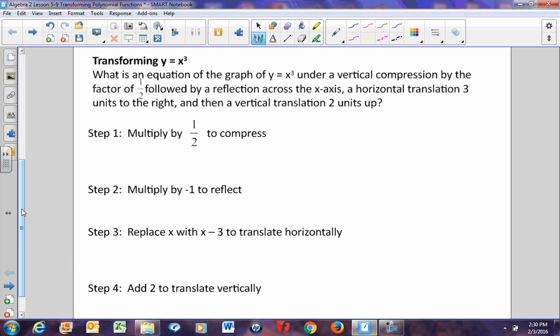We're going to stick with just the basics of the basics for this lesson, because I don't really want you to get too confused. So, if we're going to transform y equals x to the third, in order to compress it by a factor of 1/2, we're going to multiply by 1/2. So we're going to get y equals 1/2 x to the third. Step 2, to reflect it across the x-axis, we're going to multiply it by -1. So now we have y equals -1/2 x to the third.